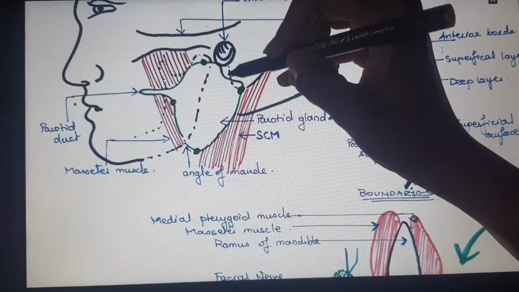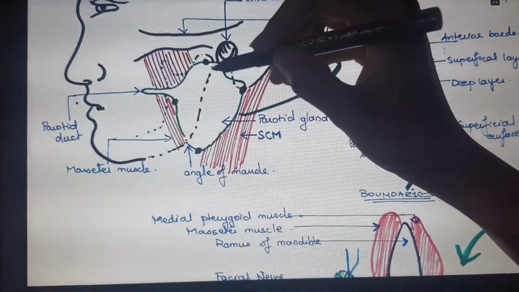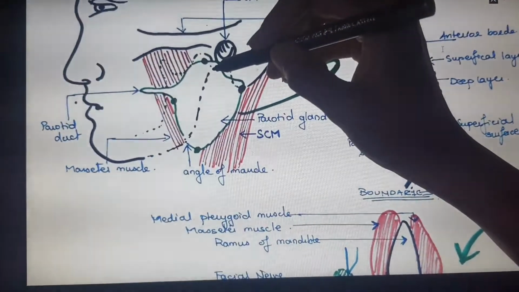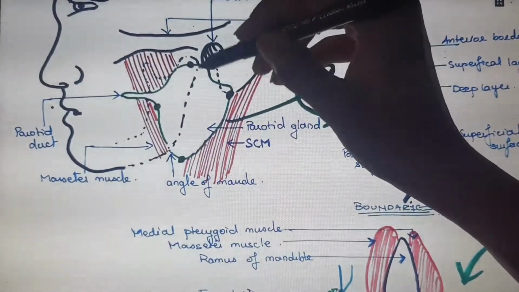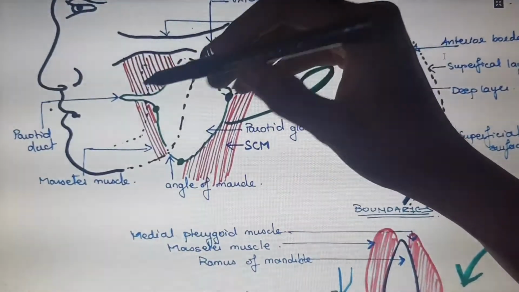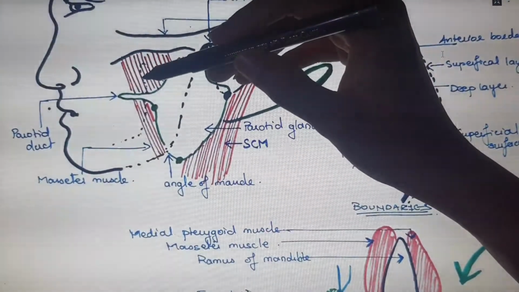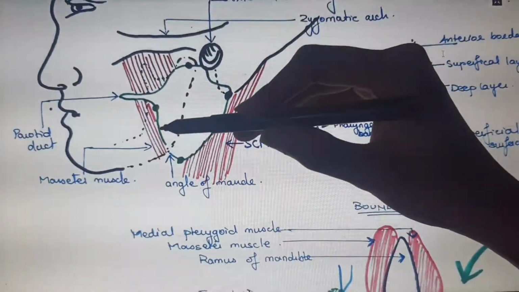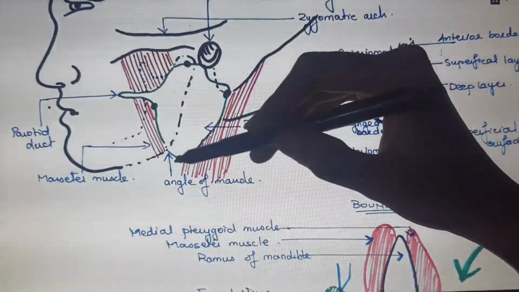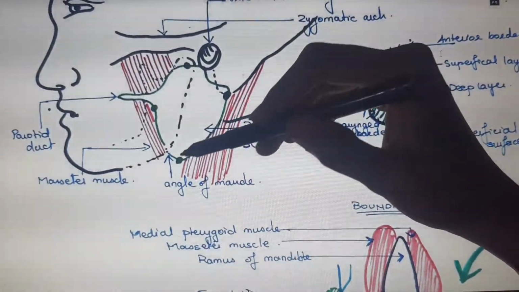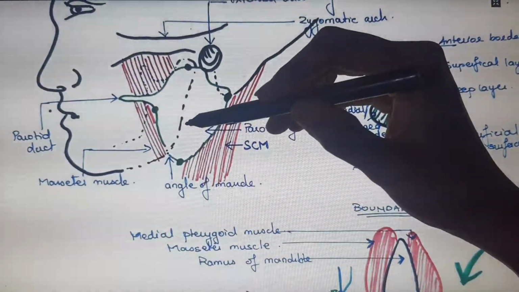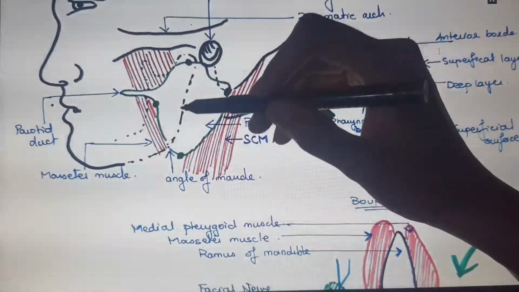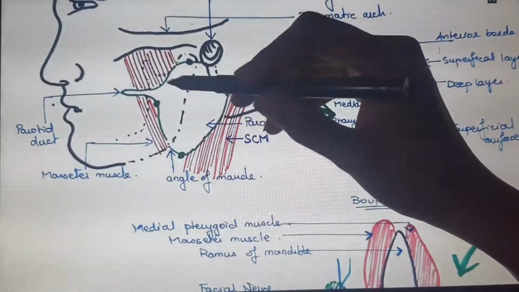So the superior surface, as I told you, is the base of this pyramid and it is related to the external acoustic meatus, the temporal vessels, the auriculotemporal nerve and the condyle. The anterior medial surface is grooved by the posterior border of the ramus, the masseter, medial pterygoid, and the emerging branches of the facial nerve.